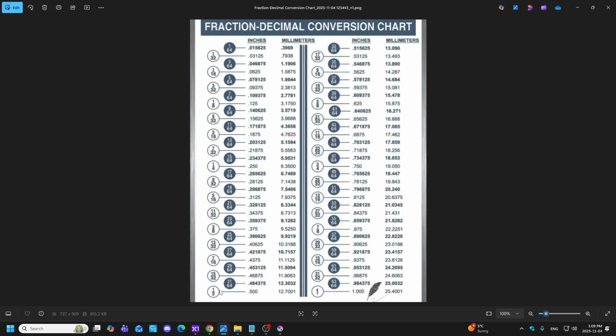The other one is 5/8, which is greater than 1/2. That's 0.625. You're not expected to memorize all these, but you should have the main ones memorized, such as 1/8, 1/4, 3/8, 1/2, 5/8, 3/4, 7/8, and 1. Those are your main fractional numbers.